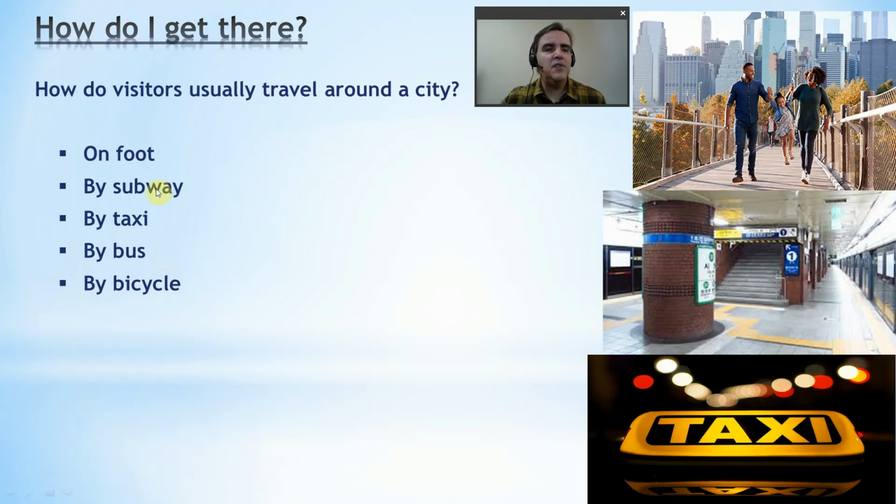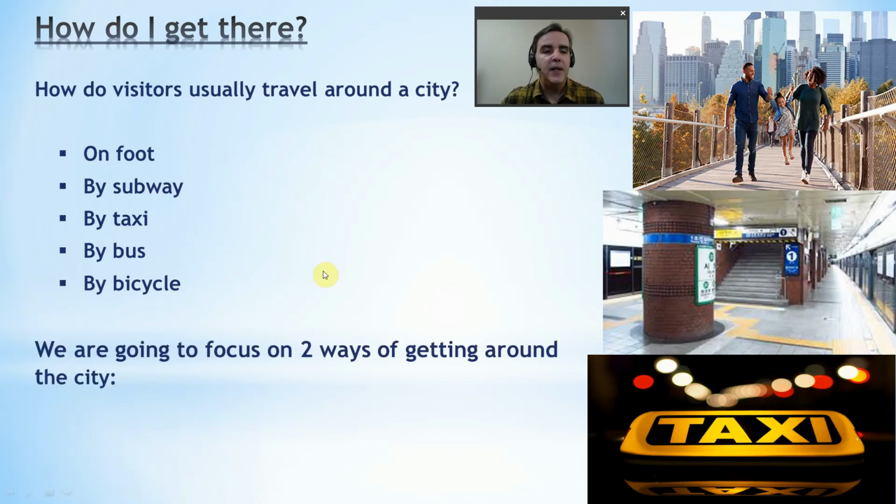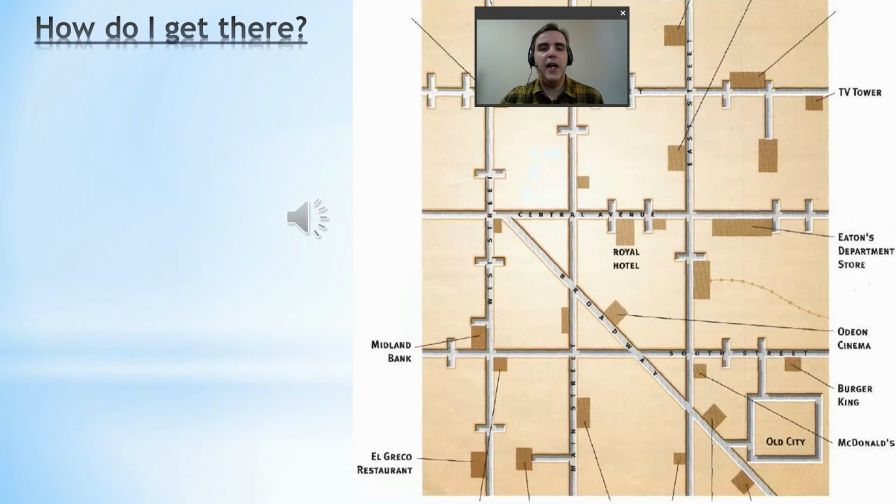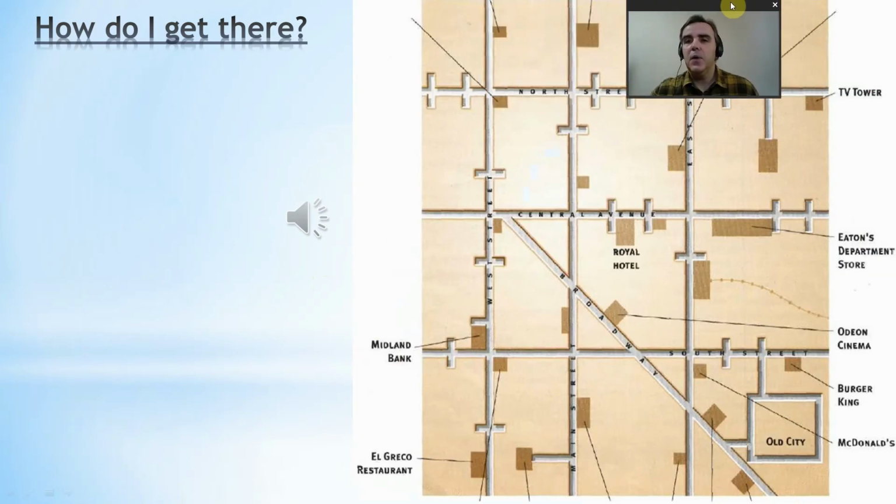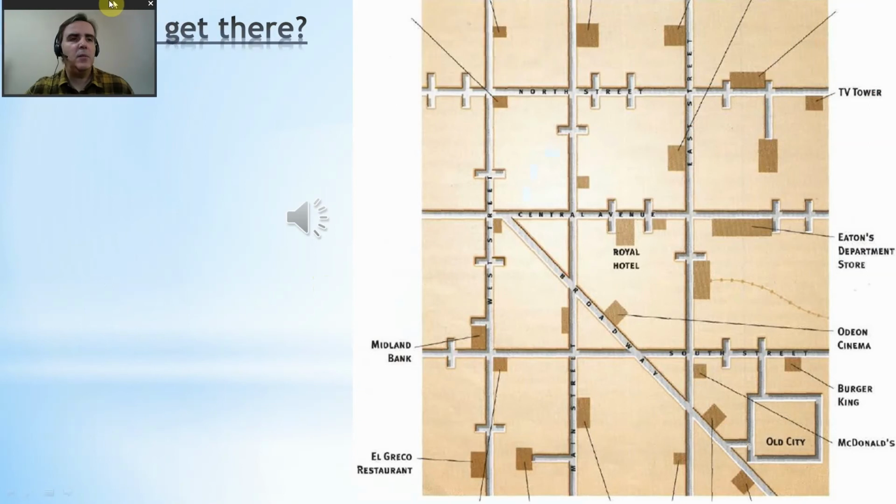So I think here there's 5 quite common ways that people might travel around a new city. So today we're going to focus on 2 ways of getting around the city: walking, so on foot, and by subway. So the first way we're going to look at is getting around on foot. So what you've got here, I'll put me up here actually, is a street map of a city.